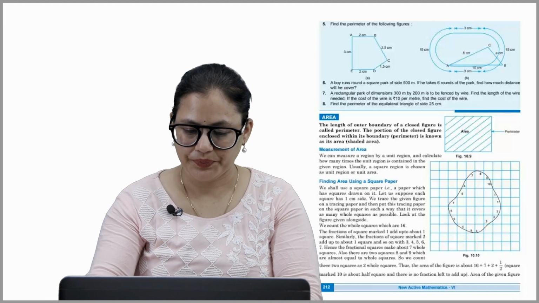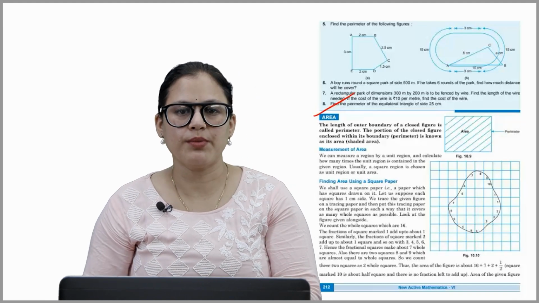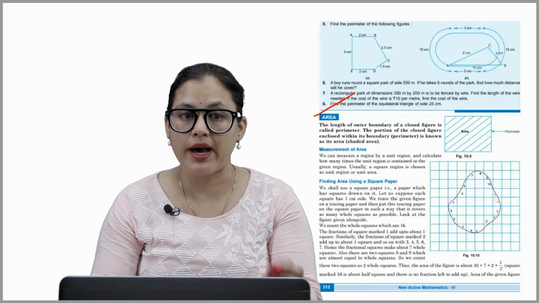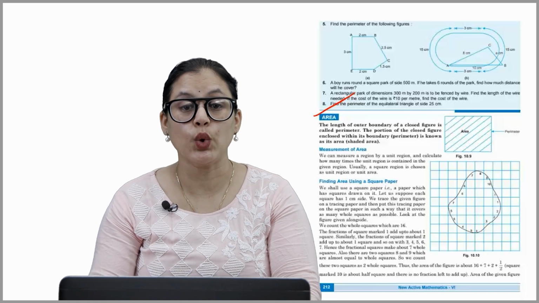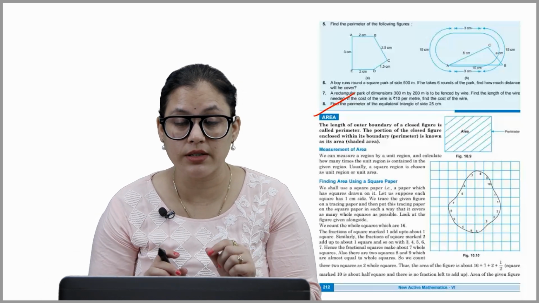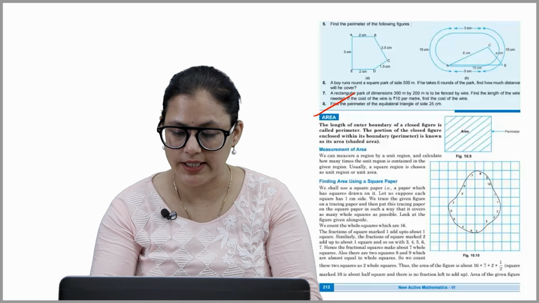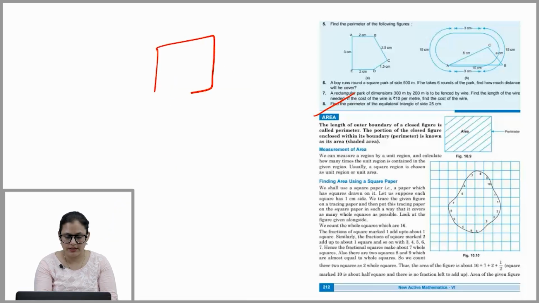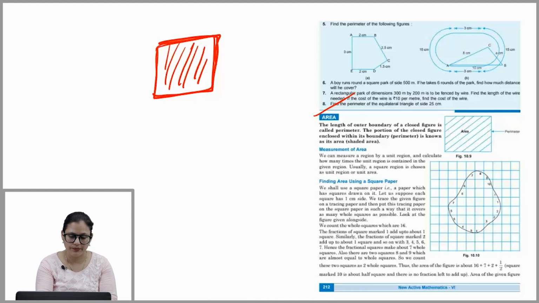Next, area. The length of the outer boundary of a closed figure is called perimeter. The portion of the closed figure enclosed within its boundary is known as its area. See, this is a figure. If we have to find the perimeter, we will add these four sides. But what is area? The area enclosed within its boundary, that is this one. This is the area, the shaded one.